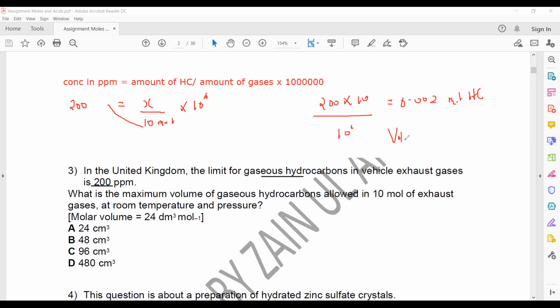So volume of a gas in dm cube is equal to mole multiplied by molar volume, which is 24. So when you multiply, it will be 0.048 decimeter cube. But then we have to convert into centimeter cube because all the answers are in cm cube. So we'll multiply by 1000. So if I multiply by 1000, I will get 48 as an answer. Is it clear?